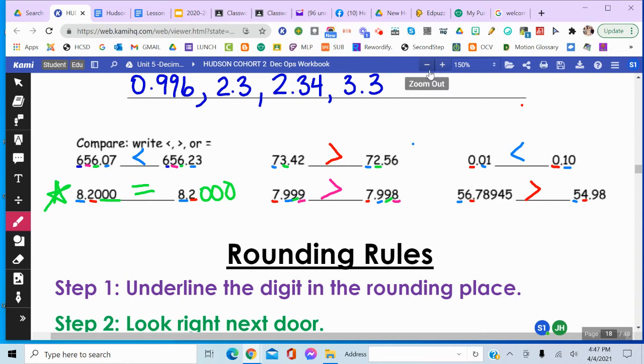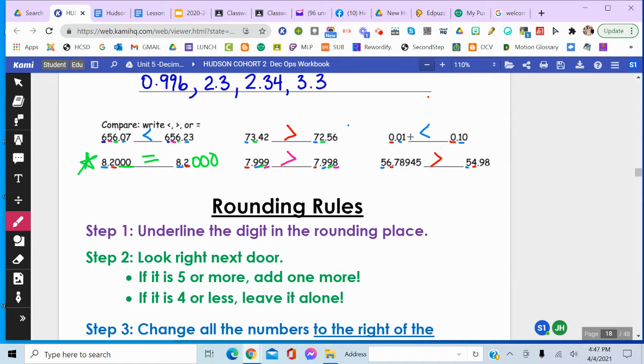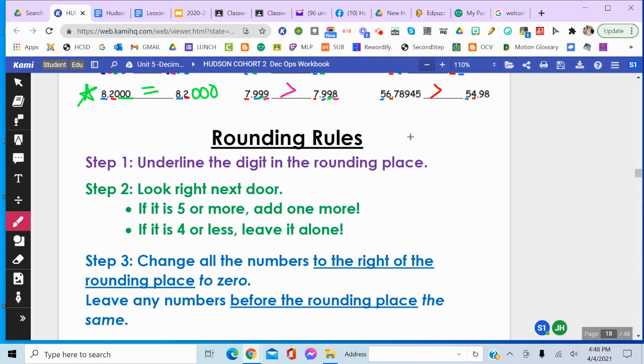All right, so rounding, we've talked a little bit about this earlier as well. The thing that you need to remember is the rounding rules. When you look to the right, that is what's going to give you the direction. 5 or more, add one more. 4 or less, leave it alone. 4 or below, leave it alone. 5 or above, give it a shove.